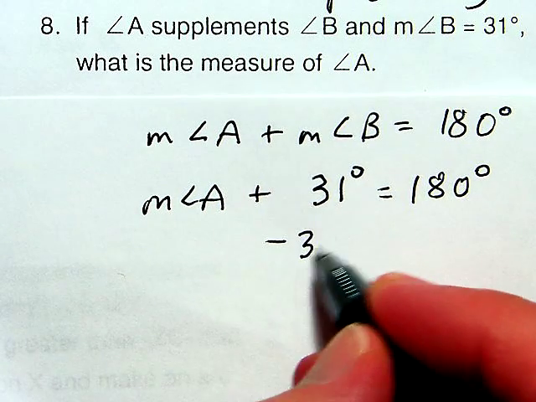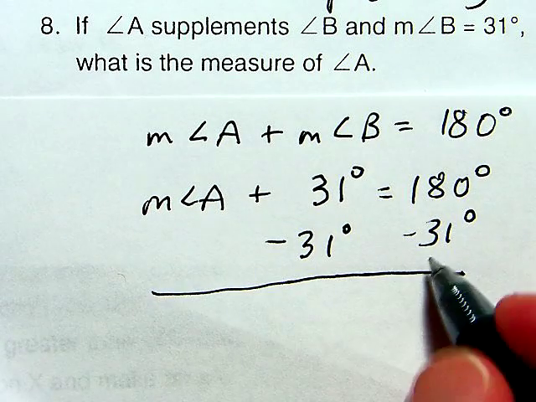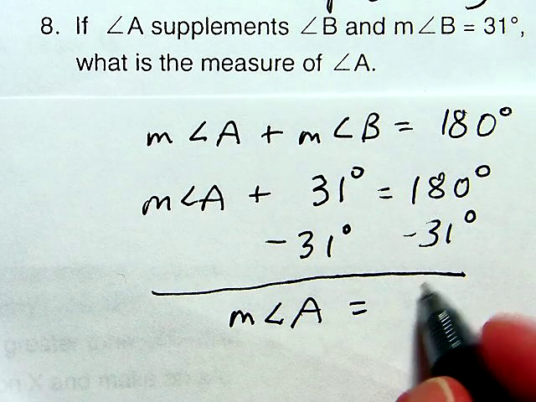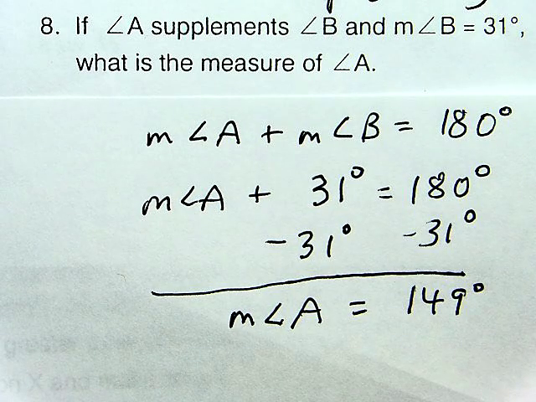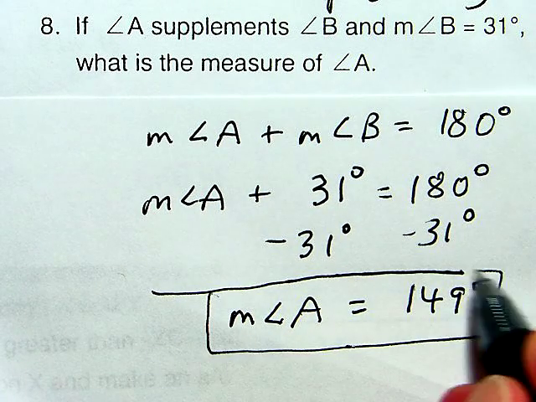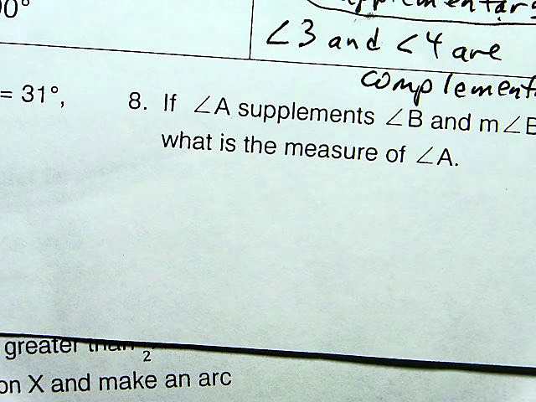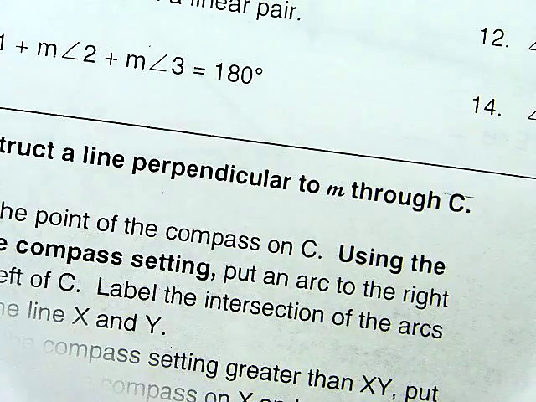Well, that's about as simple as the last problem was. All we have to do is subtract 31 degrees from both sides, and we will get that the measure of angle A equals 149 degrees. And that is the answer to this problem. Okay, so those were fairly straightforward and pretty much based on the definition of complementary and supplementary. Well, let's go on to problem number 9.